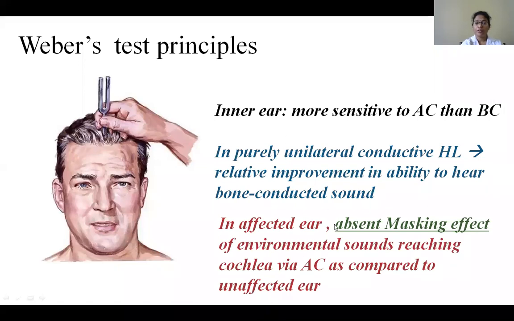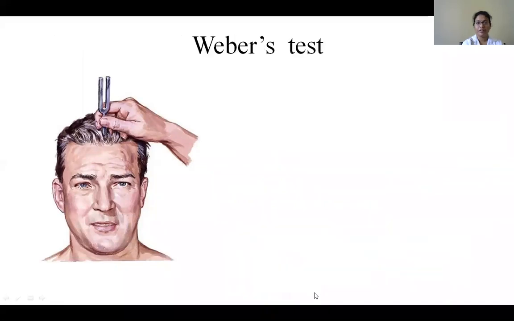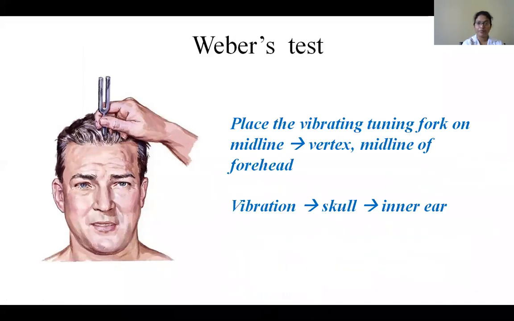So in the affected ear, the masking effect of the environmental sound reaching the cochlea via AC is absent, as compared to that of the unaffected ear. So coming to the Weber's test, how do you do it? Now what we do is we place the vibrating tuning fork in the midline, either in the vertex or over here or over here. And then because of this vibrating tuning fork, the whole skull is set into vibration and the vibration will set the inner ear into vibration.